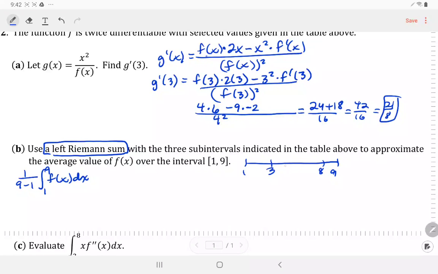Okay, so a Riemann sum, it says left Riemann sum. So for this section, I'm going to use this one. For this middle section, I'm going to use 3. And then for the right section, I'm going to use the 8. Okay.